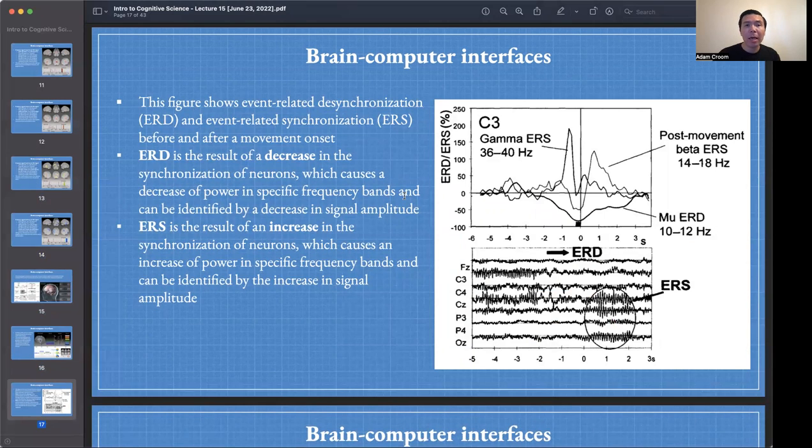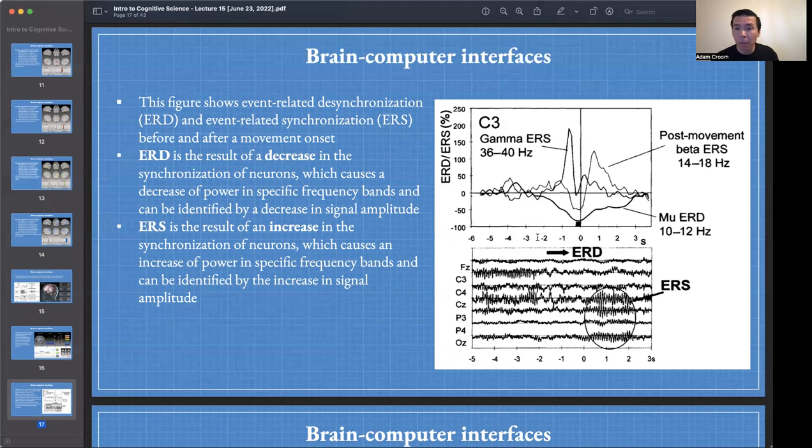Here in this figure, we see event-related desynchronization, or ERD, and event-related synchronization, or ERS, before and after a movement onset. ERD is the result of a decrease in the synchronization of neurons, which causes a decrease of power in specific frequency bands and can be identified by a decrease in signal amplitude. ERS is the result of an increase in synchronization of neurons, which causes an increase of power in specific frequency bands and can be identified by an increase in signal amplitude.